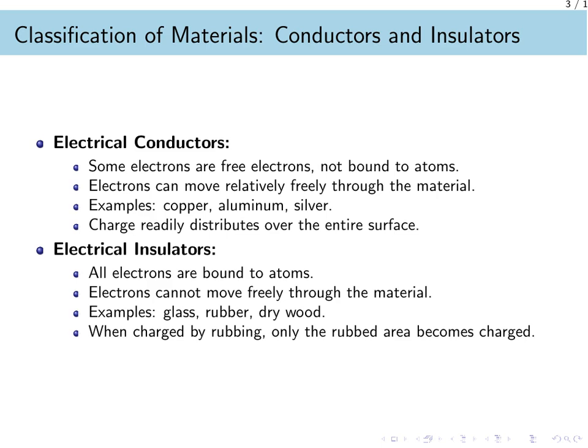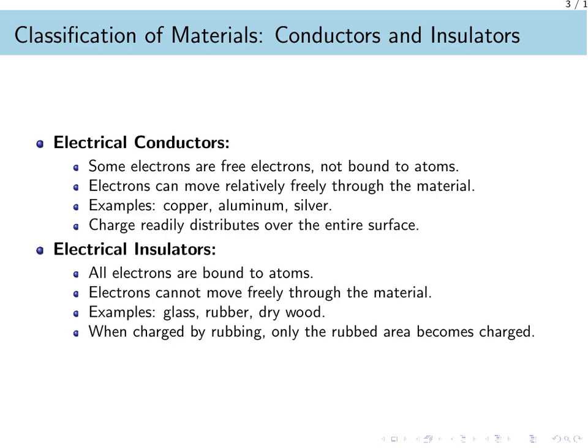It is convenient to classify materials based on the mobility of their electrons. Electrical conductors are materials where some electrons are free electrons, meaning they are not bound to specific atoms and can move relatively freely through the material. Common examples of conductors include copper, aluminum, and silver. When a conductor is charged, the charge readily distributes itself over the entire surface.